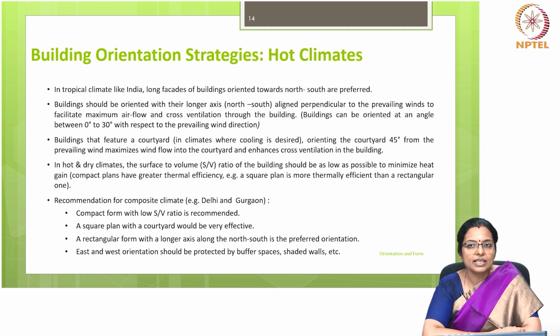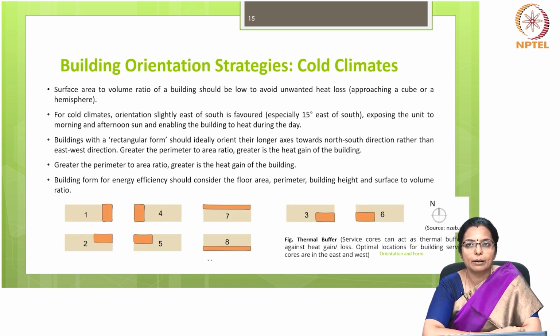Additionally, protecting east and west orientations with buffer spaces, shaded walls or vegetation further helps reduce heat gain and improve overall thermal comfort. These principles of building orientation and form are integral to bioclimatic design, ensuring sustainable and comfortable built environments tailored to specific climate conditions.